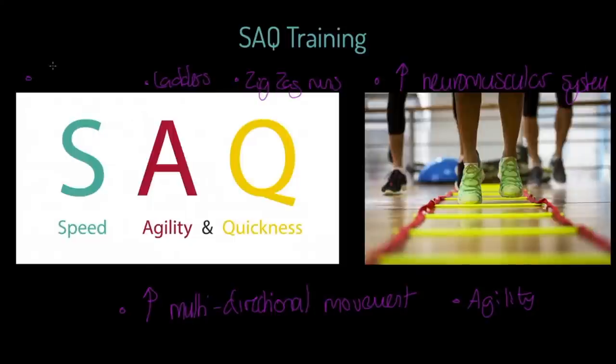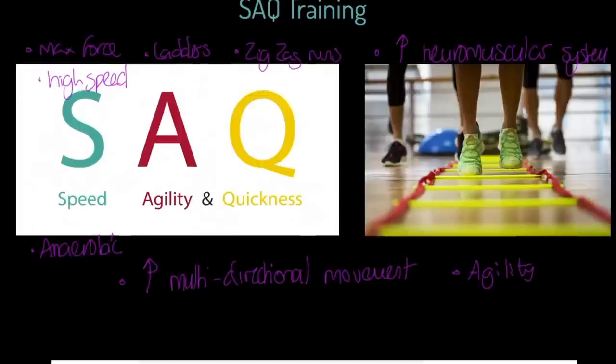We also have max force. So this is plyometric in its nature, really. It's max force, high speed. That's what we're talking about with SAQs. And finally, of course, this is anaerobic in nature. The recovery, of course, as for any other system, any other method, would be aerobic. So that SAQ training, it's very possible that's going to be asked of you in your exam.